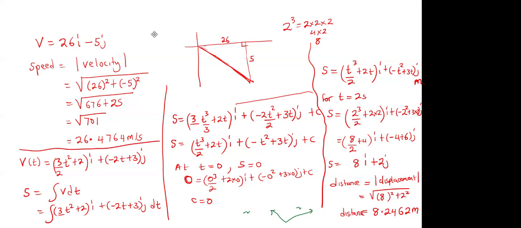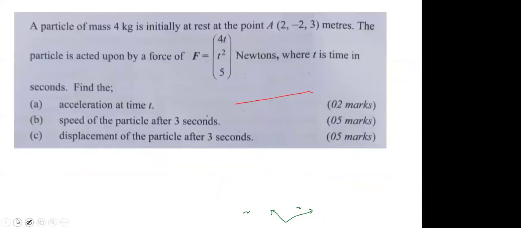Okay, I think we can move on. Now we'll go to the next one. I've tried to pick some UNEB numbers that we are going to try out. And this is the number. They're telling us that a particle of mass 4 kilograms is initially at rest. So you keep taking note of those words, is initially at rest at the point (2, -2, 3) meters.